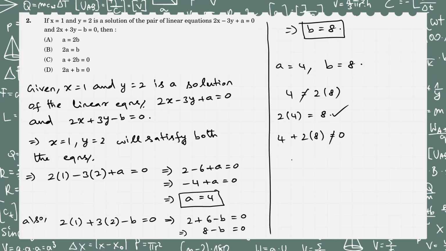That is also not true. The same way, 2 times 4 plus 8, that is also not true. So 2a equal to b is a valid statement. So option B is the correct answer. Let's move on to the next sum.